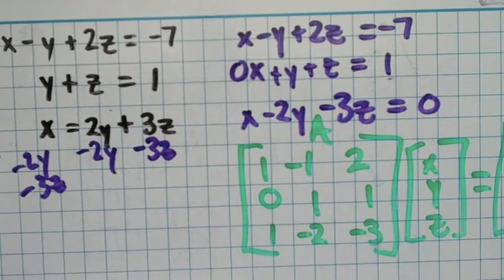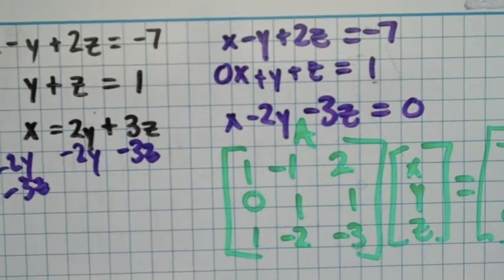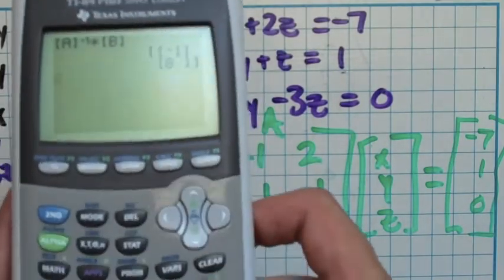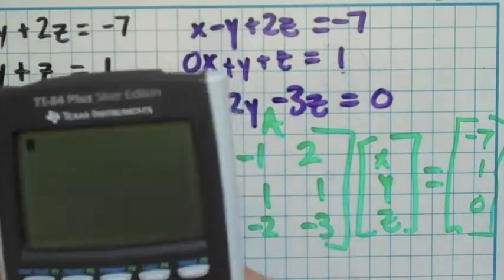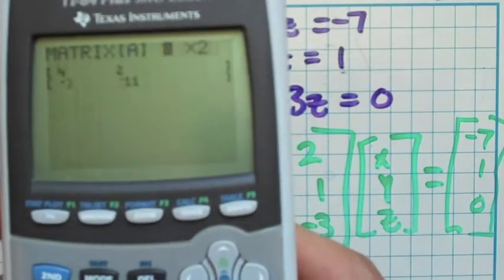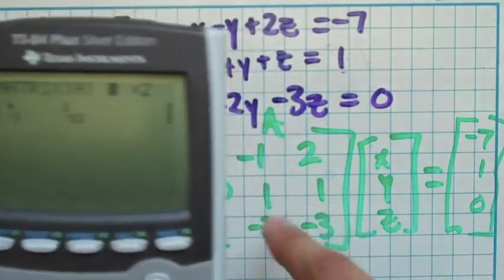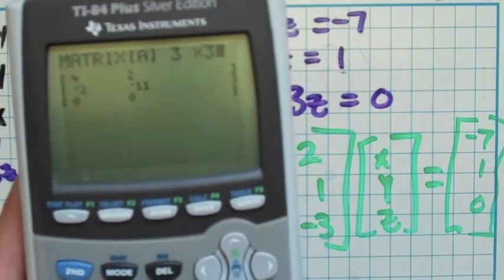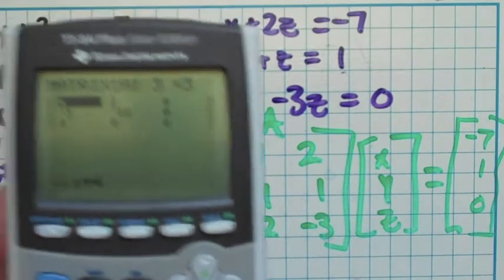Now it's just a matter of getting the calculator out. Oops, that's off screen. And I'm going to go back. This time I'll clear out what's in there. And I'm going to go over to Matrix, over to Edit, and I'm going to select Matrix A. This time though, Matrix A is a 3x3 matrix. So I'm going to change my dimensions up here and just punch in the matrix as it looks.